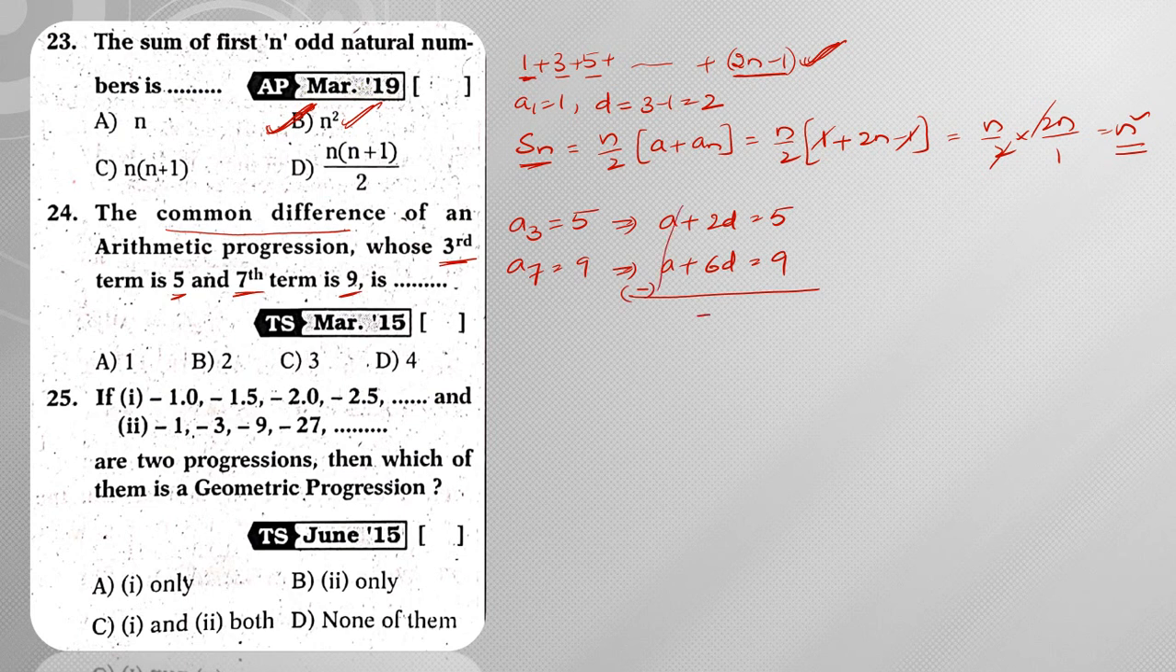So when I do subtraction, what am I going to get? This a gets cancelled. 2d minus 6d is minus 4d is equal to 5 minus 9 is minus 4. So from this d is equal to 1. Hence common difference is 1.